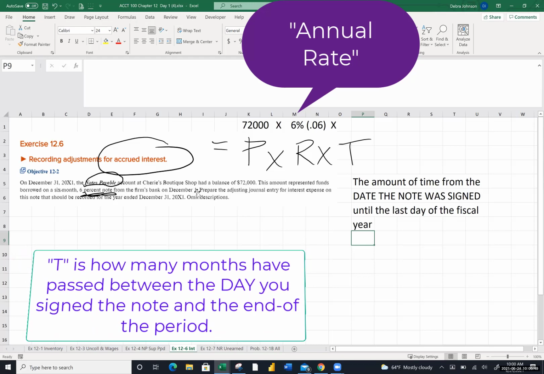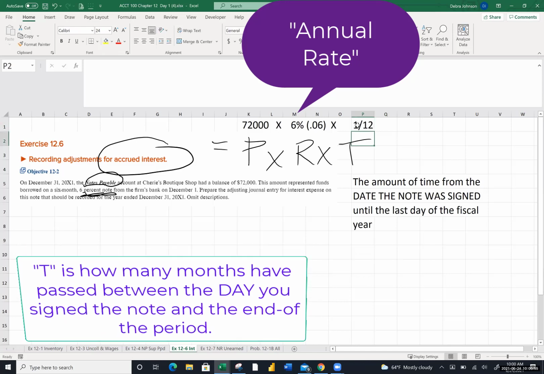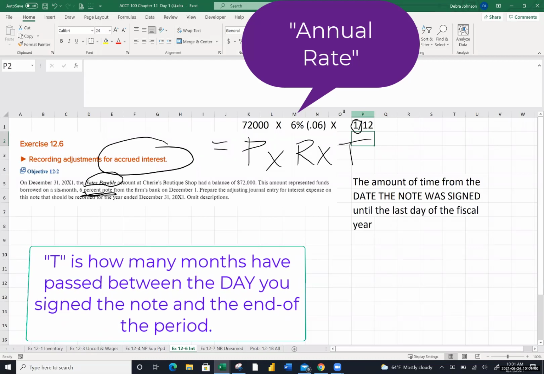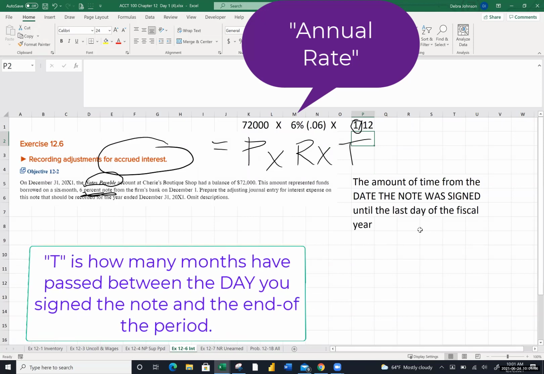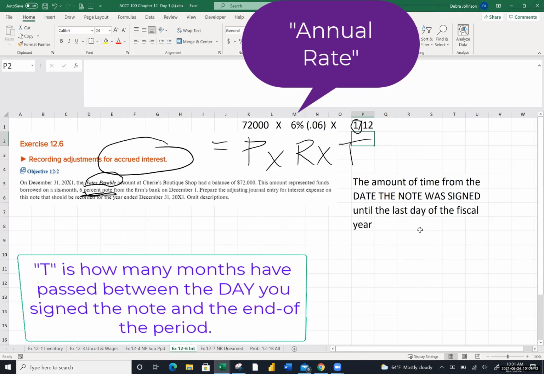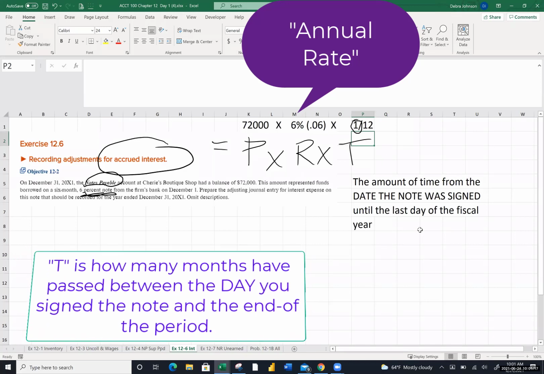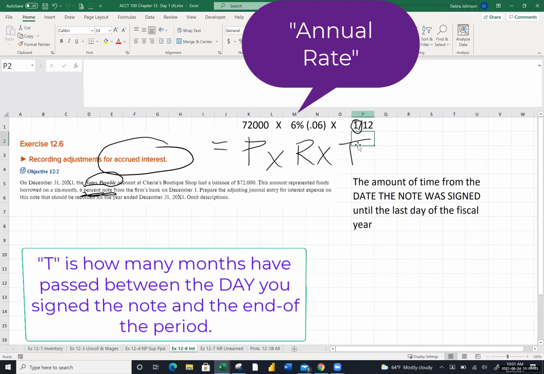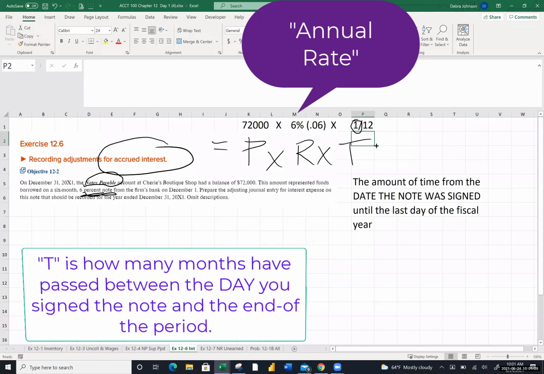Since we signed it on December 1st, this represents 1/12 of a year. Where does that 1 come from? This is what everybody messes up. That 1 is 1 month. It's the amount of time that has passed since the note was signed until 12/31. We signed it on December 1st. Our year end ends on December 31st, 1 month. This is an annual rate. So what we're expressing here is what portion of that annual rate has expired. The answer is 1 month, 1/12.